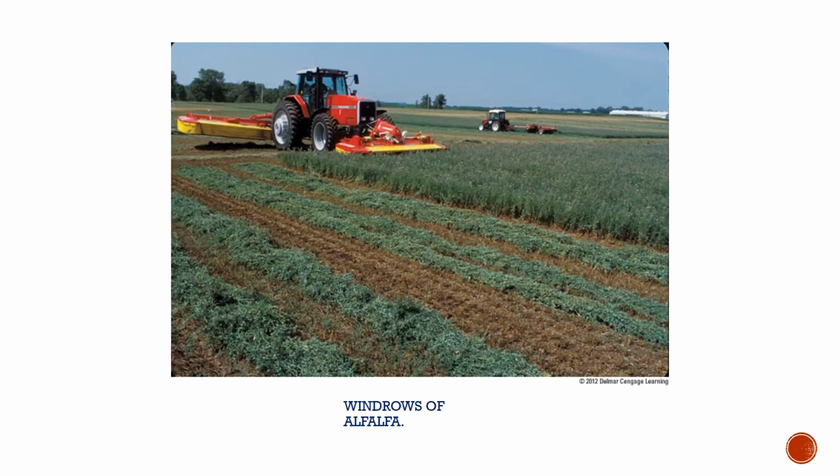All right, so this is a pretty cool picture. This is windrows of alfalfa, so this is probably somewhere in the northern part of the United States. They're just windrowing that alfalfa and then will probably come back with a square baler. If any of you grew up on a farm or in a rural area, probably one of your first jobs was baling some small squares, and that's probably what they'll be doing with this alfalfa.